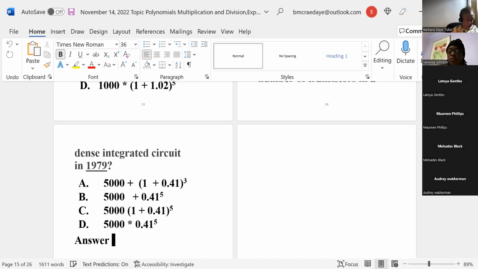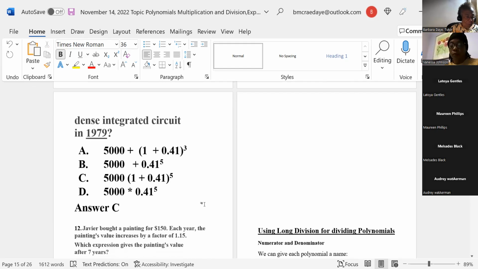Remember, it's a multiplication now. The addition is only for increase, adding 100% to the percent means to multiply. Increase or decrease, and we made that a decimal. So 100% is 1. The 41% is 0.41. 5 years elapsed. That's the exponent. Got it? Yep.